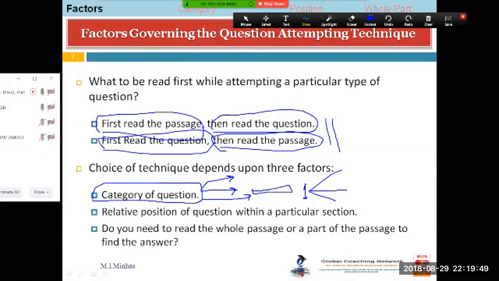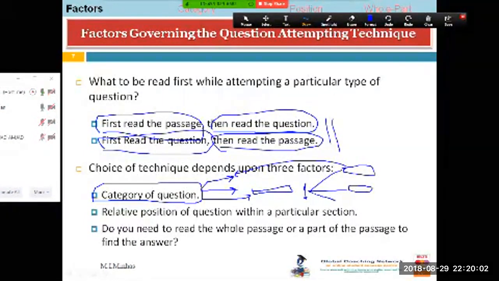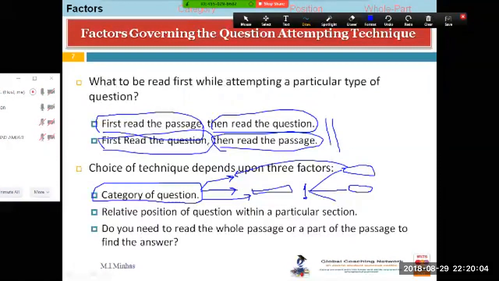One is that luckily, they may also come in sequence, just like this one. The second option is that they may come in sequence, but there will be a big gap between 1 or 2 questions. And the third thing is they may not come in sequence. So this is about the category of questions.